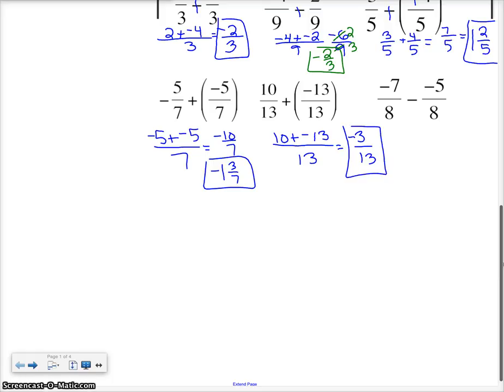Okay? Last one. And this one's definitely the trickier one. Negative 7 minus a negative 5. I'm going to turn this to plus plus, and please rewrite because this is where the mistake happens. You actually don't add these together. And people, when they don't rewrite it, they tend to add them. This is negative 7 plus 5 over 8.